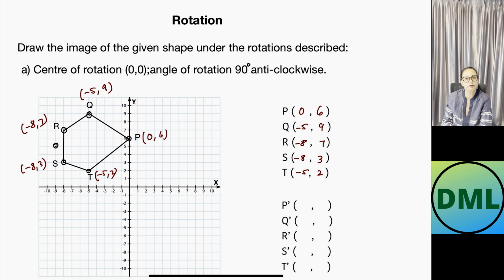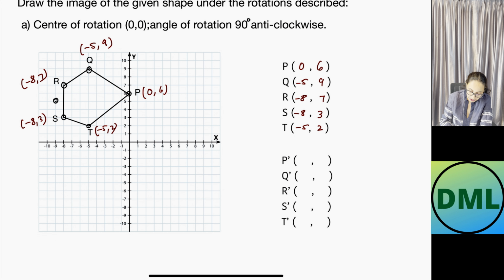As we know that we have to rotate our picture 90 degree anti-clockwise. In the 90 degree clockwise rotation or anti-clockwise rotation, we have to switch the position of x and y. Let's switch the positions here. This will be written as 6, 0. This will be written as 9, minus 5. This will be written as 7, minus 8. This will be written as 3, minus 8. This will be written as 2, minus 5.